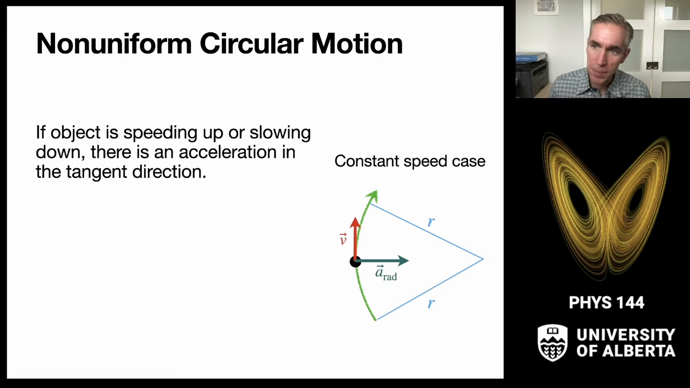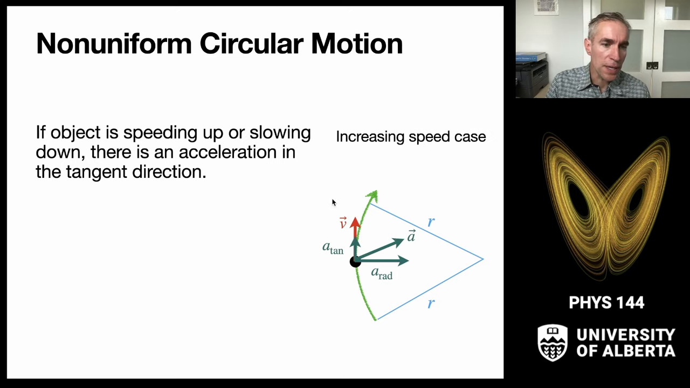If the object is speeding up or slowing down, then there's an acceleration in the tangent direction. We saw that with the a dot v calculations we did a little earlier and sort of argued that this must be true. So in the case where you have a trajectory going around a circle and that velocity vector is only being changed by the radial acceleration, or the centripetal acceleration, then you stay on this constant speed circle going around. But if you're speeding up, then there's a tangential component to the acceleration, and then the vector sum of these two vectors is not pointing towards the center of the circle anymore.